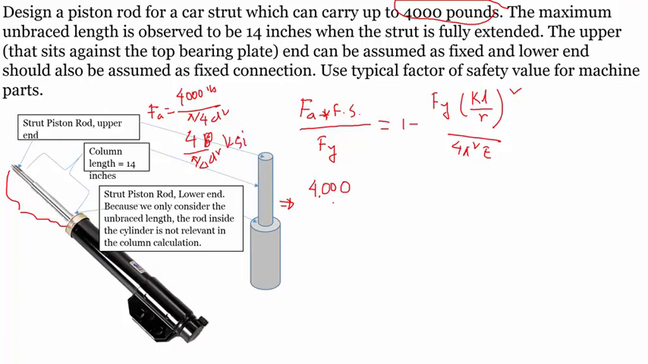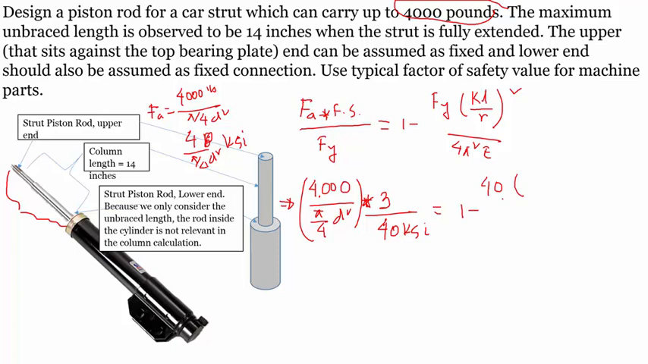So 4 ksi divided by pi by 4 d squared, that's Fa, times the factor of safety. Typically the factor of safety for machine parts is 3, divided by this yield strength. Let's assume this is designed with stainless steel, so that's 40 ksi yield strength for stainless steel, equal to 1 minus 40 ksi again.